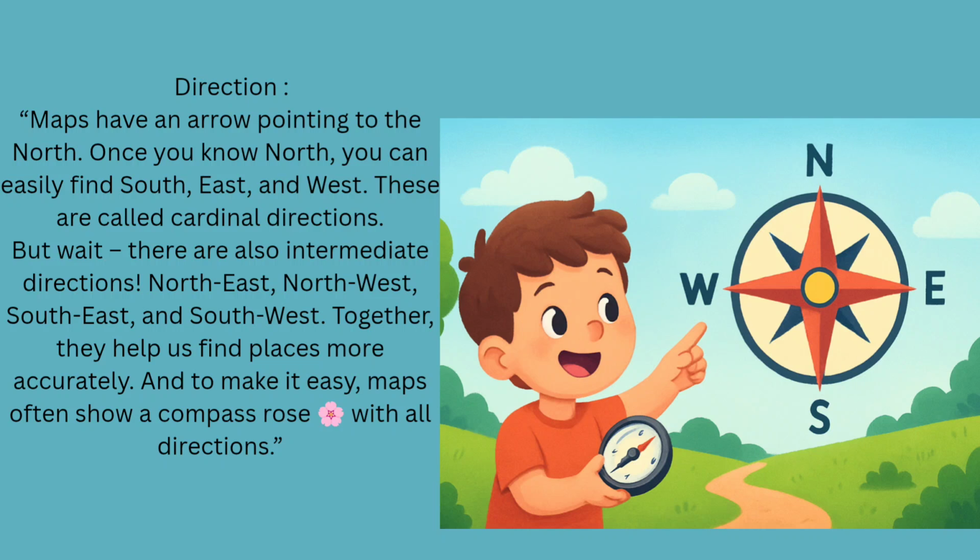But wait, there are also intermediate directions. Northeast, northwest, southeast, and southwest. Together, they help us find places more accurately. And to make it easy, maps often show a compass rose with all directions.